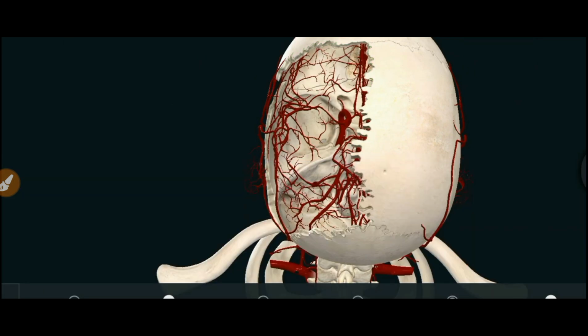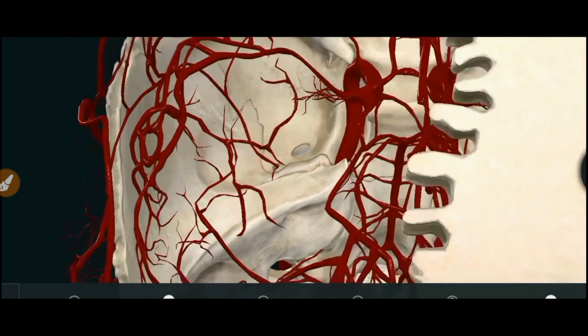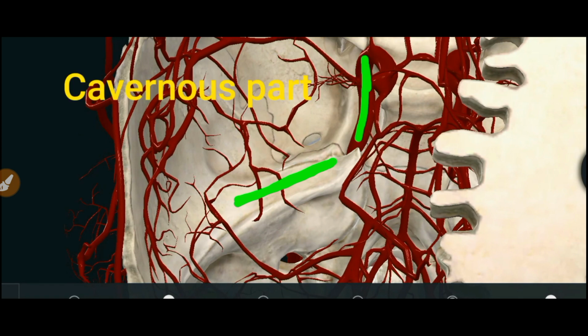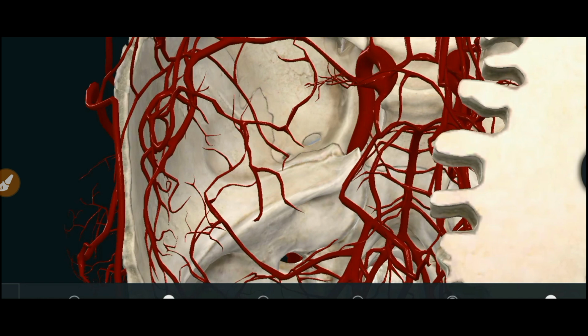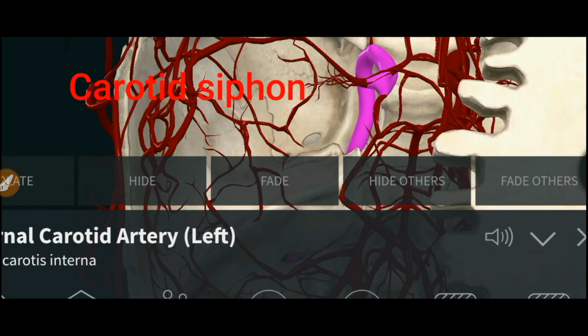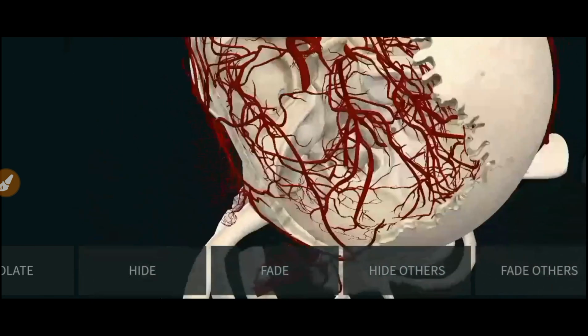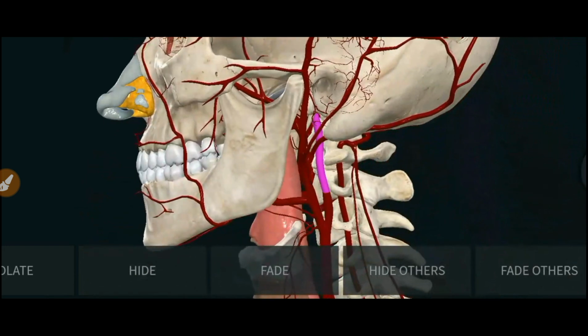And you can notice the course. You have seen the cervical part, and here you will see the petrous part within the petrous part of the temporal bone, and it enters the posterior wall of foramen lacerum and enters the cavernous sinus, that is the cavernous part, and forms a carotid siphon, that is the cerebral part. So these are the 4 parts of the internal carotid artery that you appreciate. The carotid siphon is visible there. You can see it has an extracranial and intracranial course.